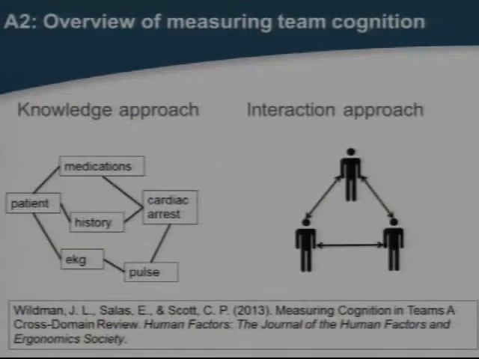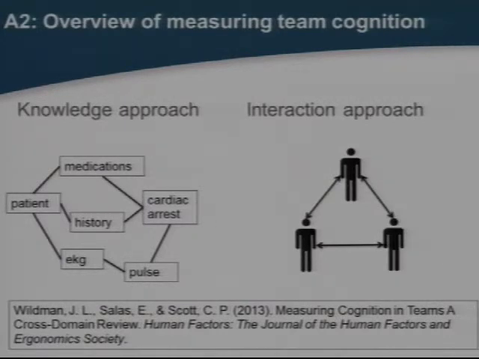So at a broad level, there are two classes of metrics that I've observed with regards to assessing team cognition. One is a knowledge-based approach, and one is an interaction-based approach. The knowledge-based approach tends to elicit the mental models of the subjects and measure the degree to which the subjects provide similar answers, or to which they know one another's answers.